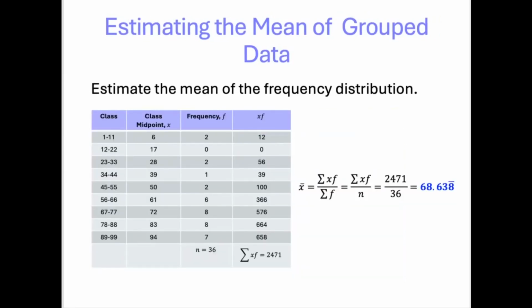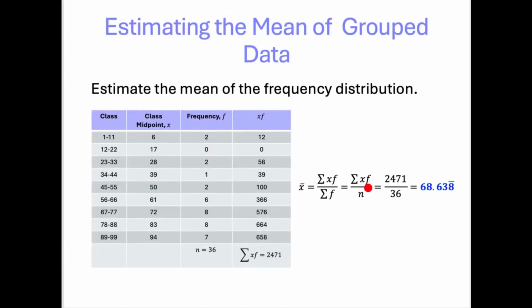And then what we'll do is we have a formula similar to the formula for the mean of group data that we saw previously, except for the x values. They're not actually the x values, they're the midpoints of each class. So x bar is going to be equal to the sum of each class midpoint times the frequency of the data points within that class.